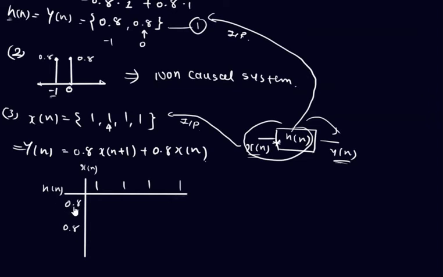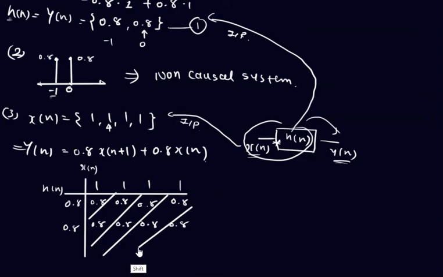Now what we have to do is multiply the first row with the first column. So 0.8 multiplied with 1 is 0.8. Again 0.8 is multiplied with 1, so again it is 0.8. Here also we have 0.8, 0.8, 0.8, and lastly 0.8. Okay, so this is our table. Now we have to add all the diagonal terms to each other, and it will give us the resultant convolution sum.